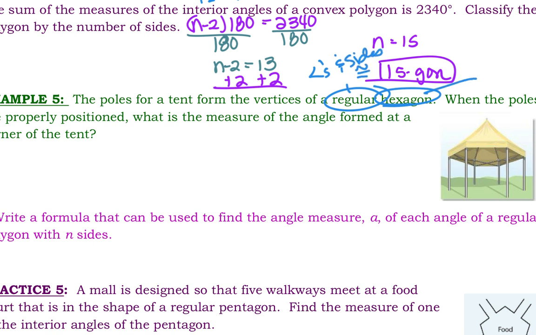And how many sides does a hexagon have? 6. So do they want to know the total? If the question is, what is the measure of the angle formed at a corner, how many do they want to know? Just one angle. So what should we do? Should we figure out the total first? Yeah? Okay, figure out the total first. All right, so 6 sides. 6 minus 2 times 180. What does that get us?